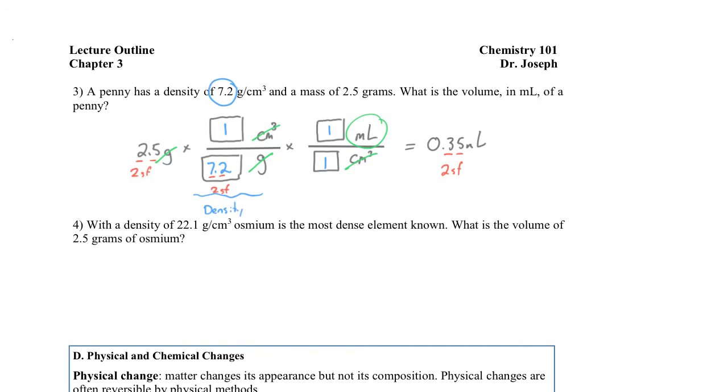Let's try number 4. In number 4, we're doing the same series of steps. We start with our 2.5 grams of osmium, and then we multiply it by the density conversion factor with 22.1 grams at the bottom and 1 cubic centimeter at the top. Next, we convert the cubic centimeters into milliliters using the 1-to-1 ratio between those 2 volume units. This gives us a calculated value of 0.113 milliliters. Now, of course, we need to round this down to 2 significant figures, so in the end, we get 0.11 milliliters. And if you got that one right, great job.